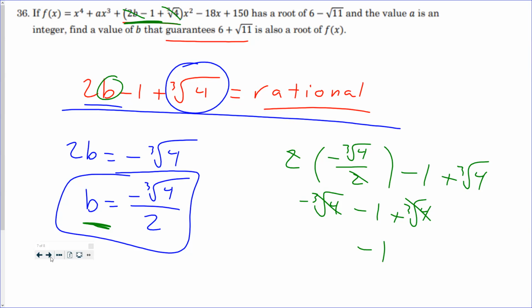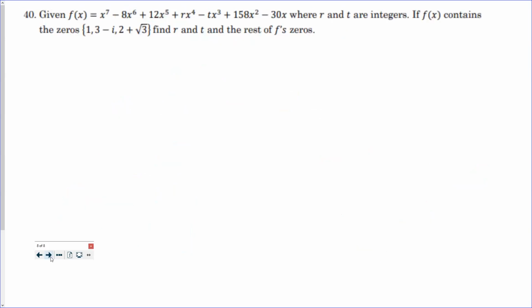All right, the last problem is this long one that we did today. So we're given this f of x. We're told that r and t inside that polynomial are integers. That's important because if r and t are integers, that means everything in this polynomial is an integer. That means all 3 theorems work. They're rational, irrational, and complex. And I'm told f of x contains these 3 zeros.